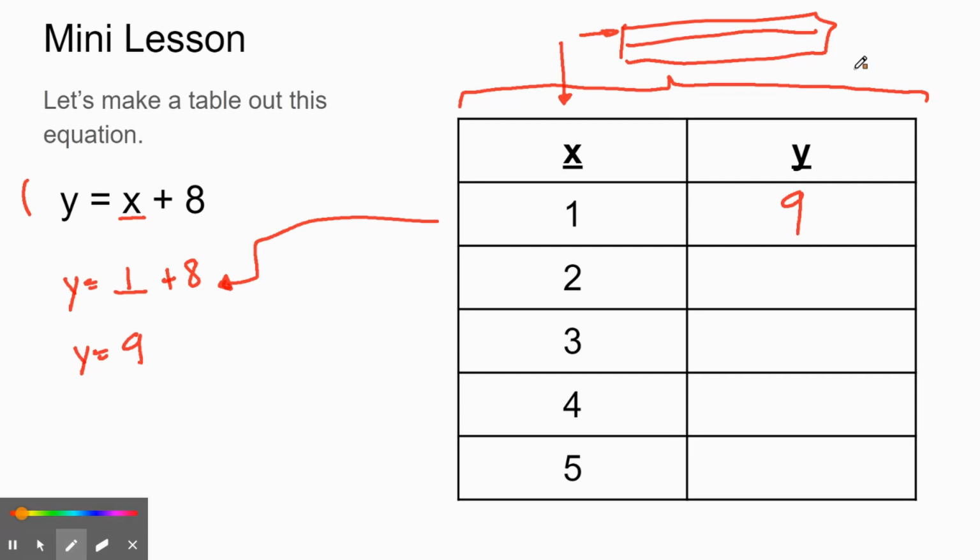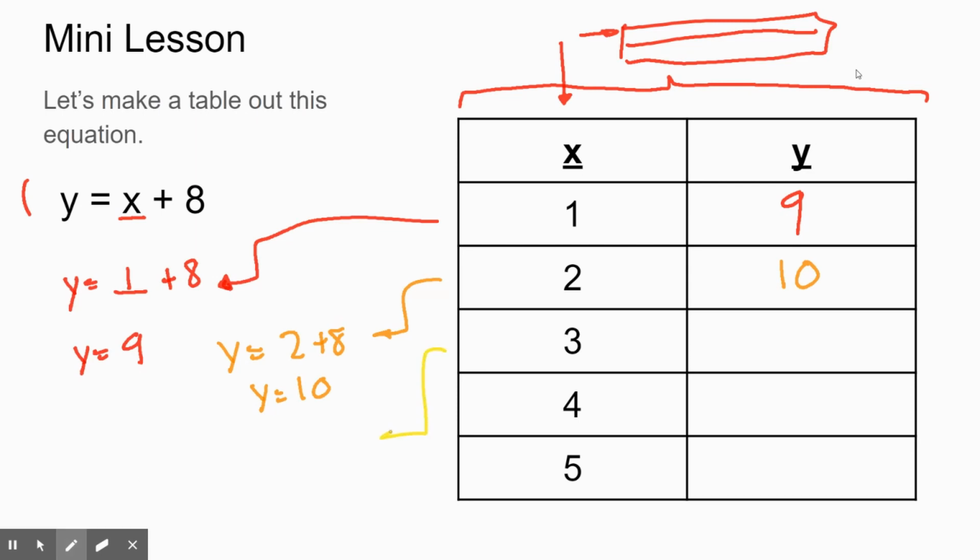If we do it for the next value, we'll pick 2, and we'll repeat the process. So y is equal to 2, this time, plus 8. When we do that, we get y is equal to 2 plus 8 is 10. So in our table, we can list that 2 would be equal to 10. We can, of course, repeat that for each of these.